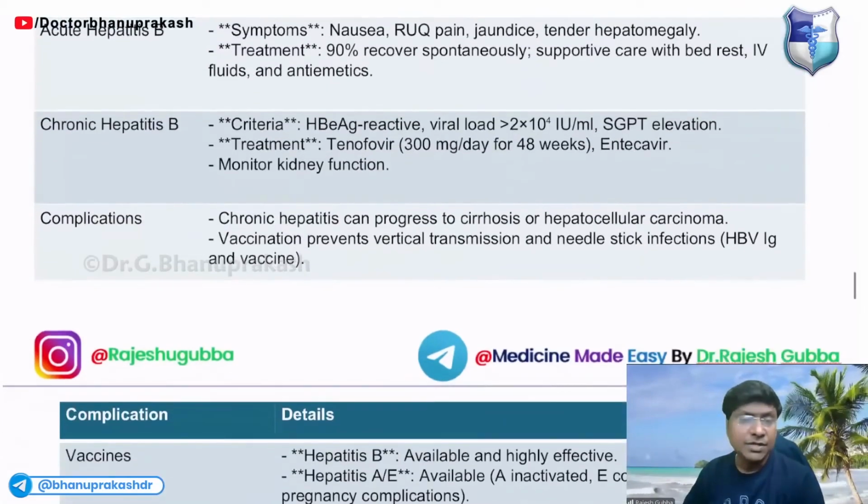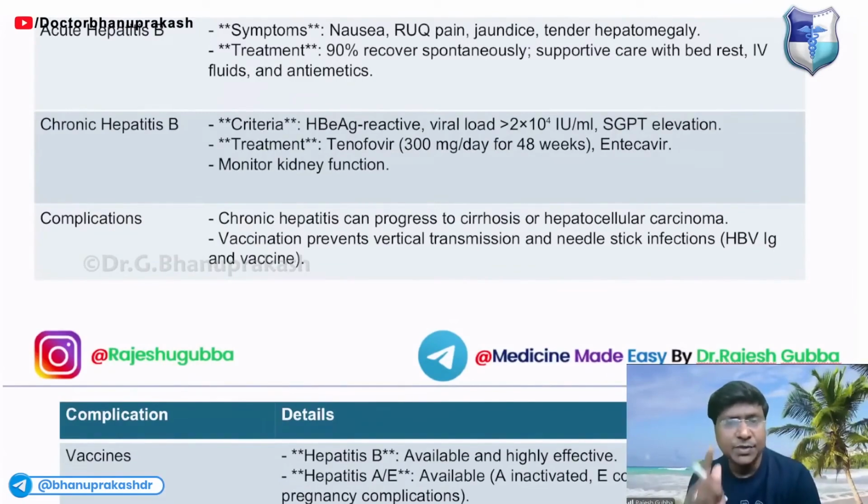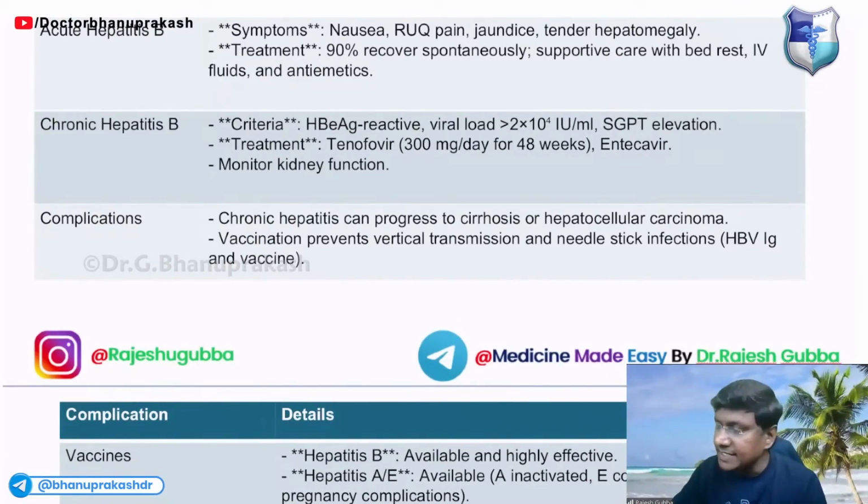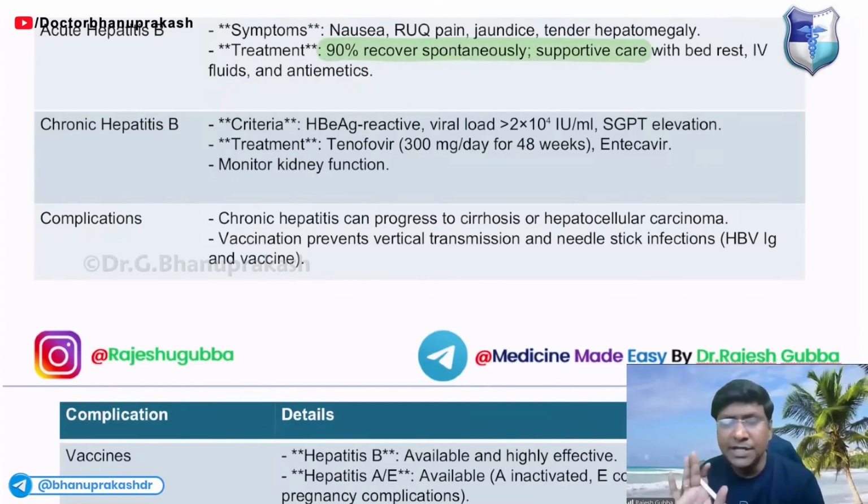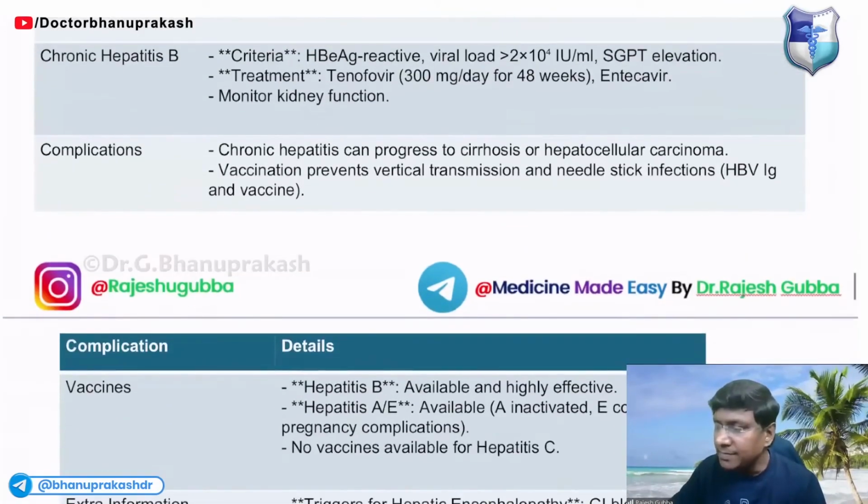Okay. Now coming to the treatment of acute hepatitis B. Please remember, in acute hepatitis B, you don't give antiviral drugs because 90% of them will have spontaneous recovery and only supportive care has to be given. Symptomatic management has to be done in case of acute viral hepatitis. Then followed by that, chronic hepatitis B.